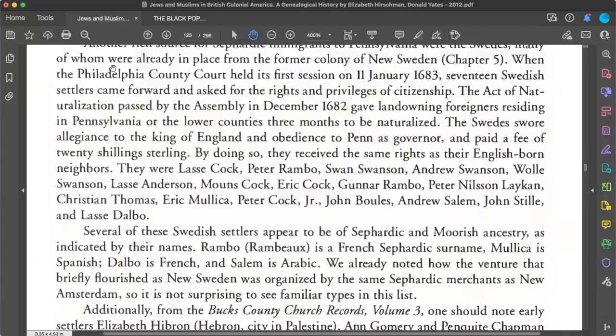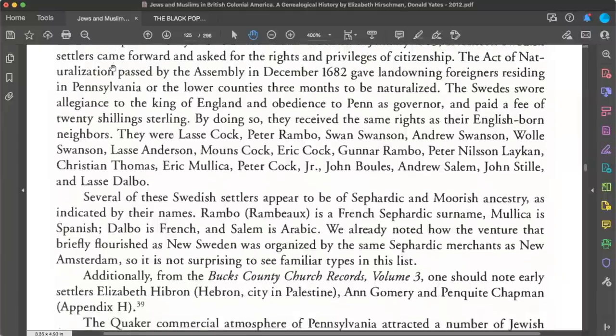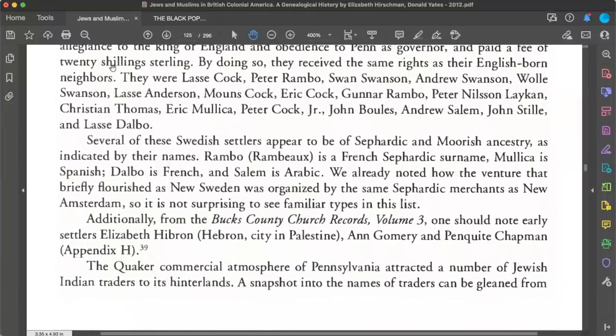They were Lassie Cock, Peter Rambo, Swan Swanson, Andrew Swanson, Wally Swanson, Lassie Anderson, Mounds Cock, Eric Cock, Gunnar Rambo, Peter Nilsson Laken, Christian Thomas, Eric Mulica, Peter Cock Jr., John Boyles, Andrew Salem, John Stahl, and Lassie Dalbo. Several of these Swedish settlers appear to be of Sephardic and Moorish ancestry, as indicated by their names. Rambo or Rambux is a French Sephardic surname. Mulica is Spanish, Dalbo is French, and Salem is Arabic.